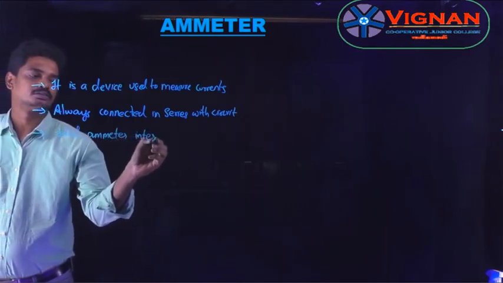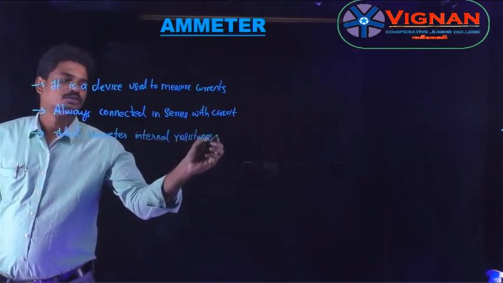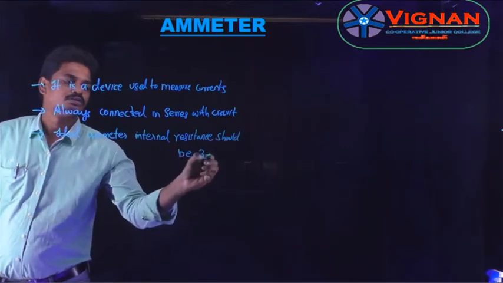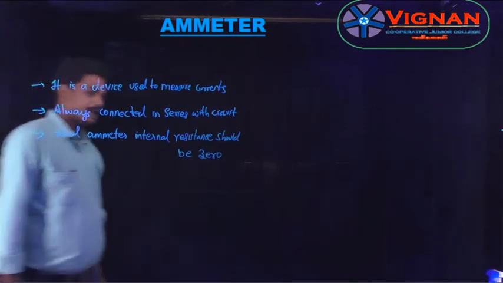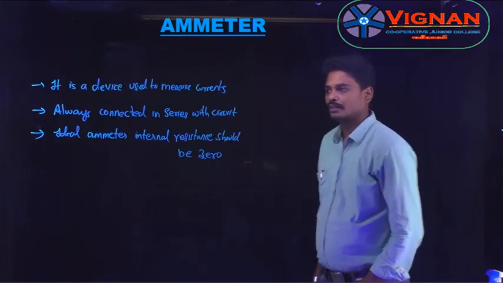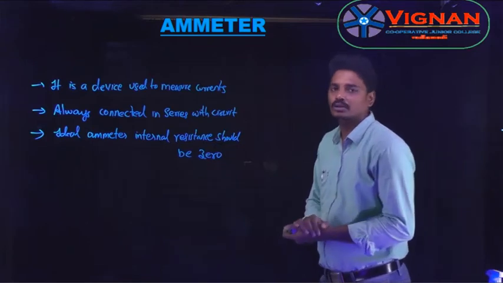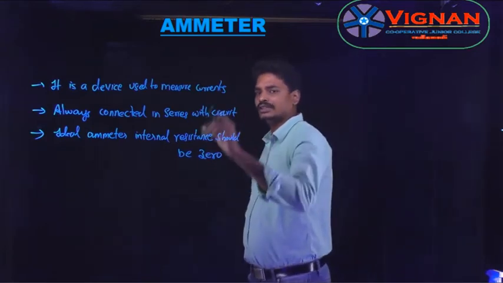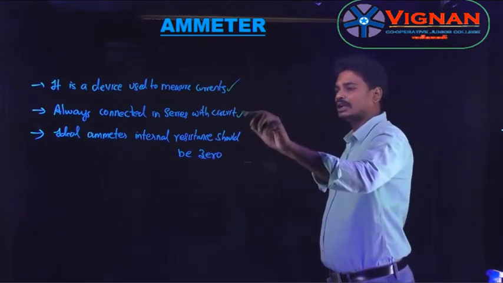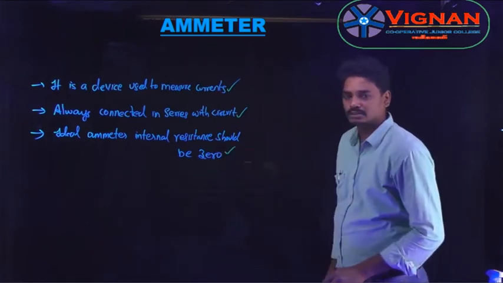internal resistance should be zero. For an ideal ammeter, the internal resistance should be equal to 0. So for normal ammeters, the internal resistance is very low. It should be very low. Okay, so it is a device which is used to measure the current flow in the circuit, and it is always connected in series with the circuit, and the internal resistance of the ideal ammeter is 0.